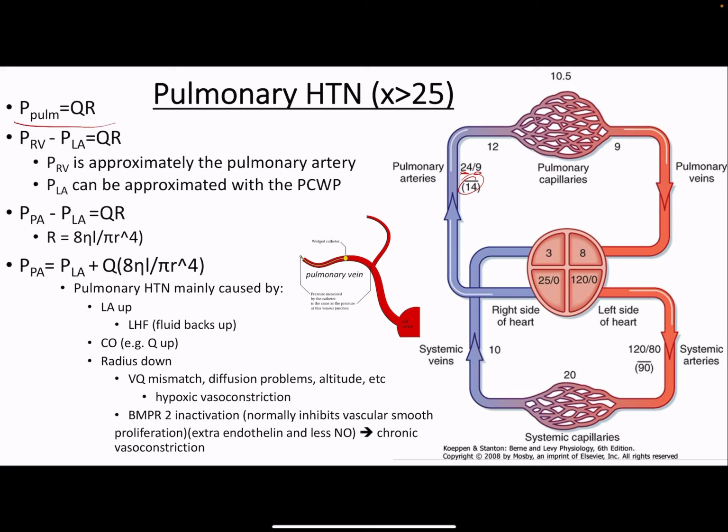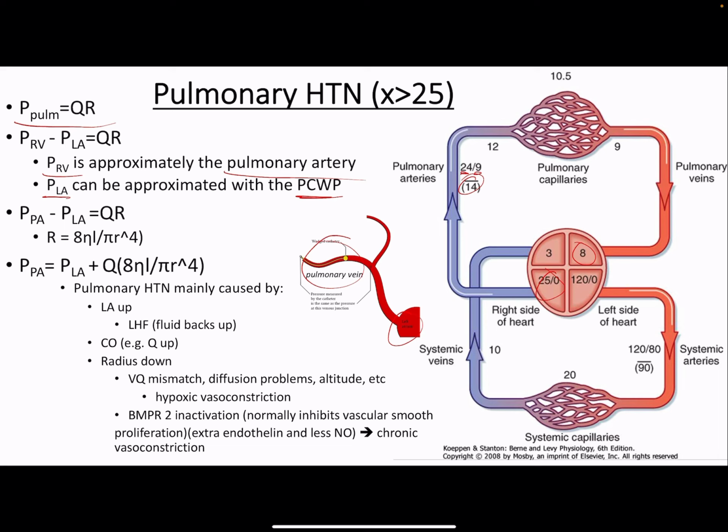Ohm's law analog, the pressure in the pulmonary system is equal to the flow times the resistance. Well, the pressure is really just the pressure differential between the right ventricle and the left atrium. The right ventricle is really just approximating the pulmonary artery. The left atrial pressure can be measured by the pulmonary capillary wedge pressure. So putting a catheter in the pulmonary vein gives us the pressure there, and that's really just the pressure of the left atrium.